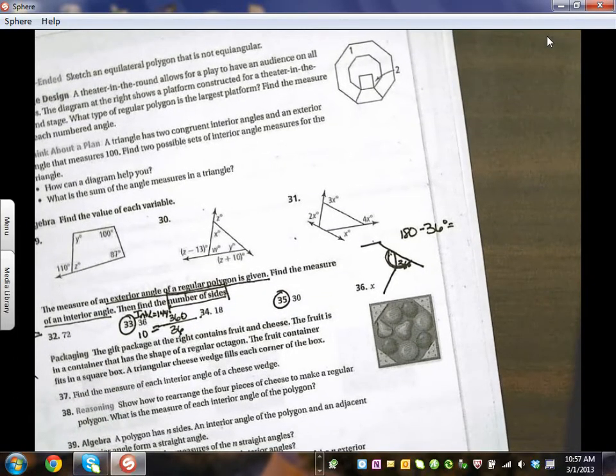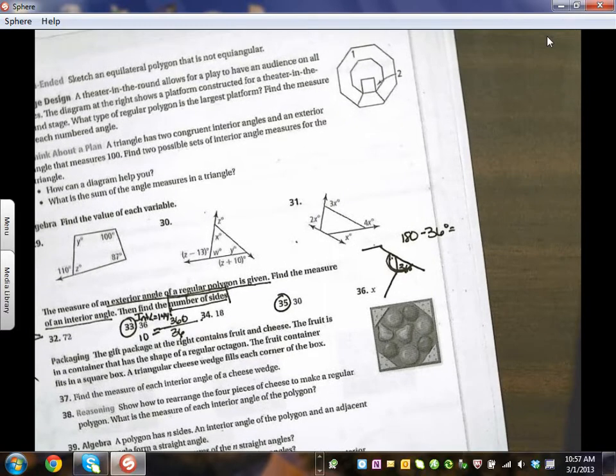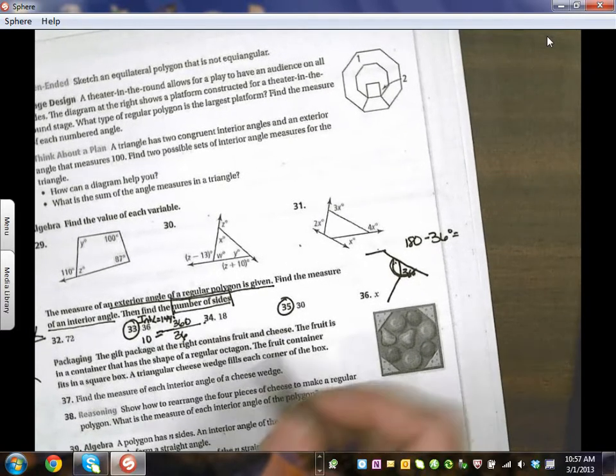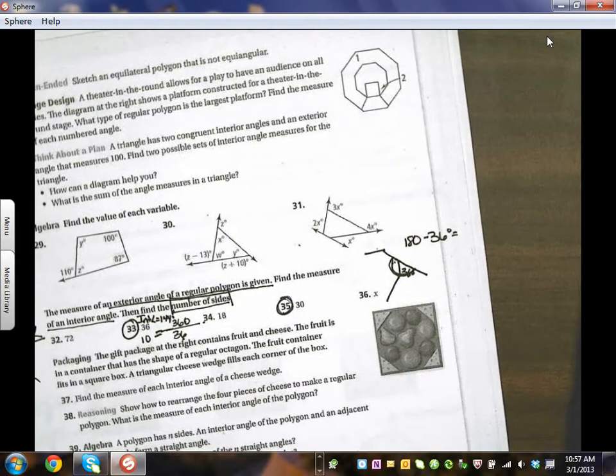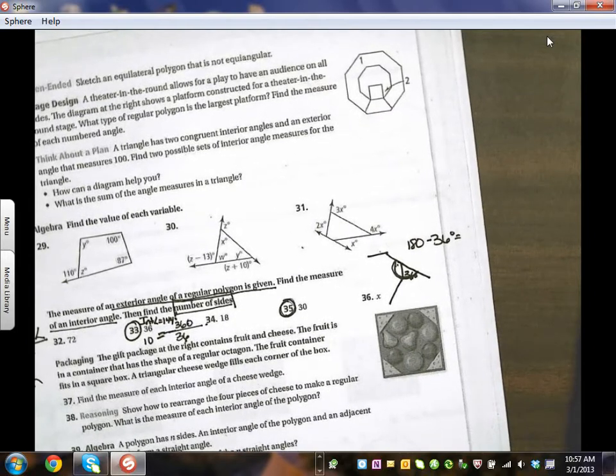Okay? Hope that helps you. Try number 30 on your own. I realize this one's a little more challenging, 35 here. But try it on your own and see what you can figure out. And we'll go from there.